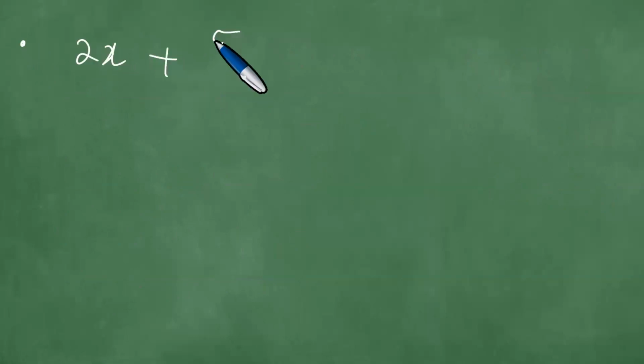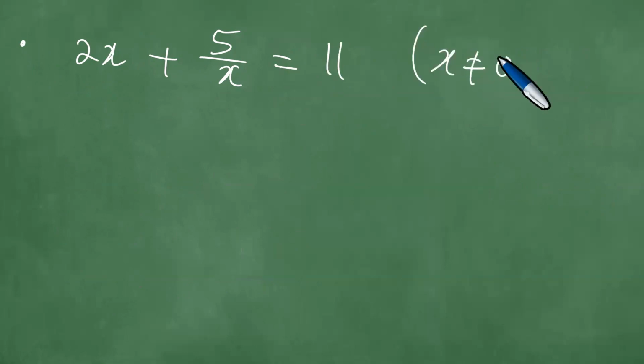2x plus 5 over x equals 11, provided x is not 0. What do we do here, anyone? Okay, how do you solve x here? Anyone?